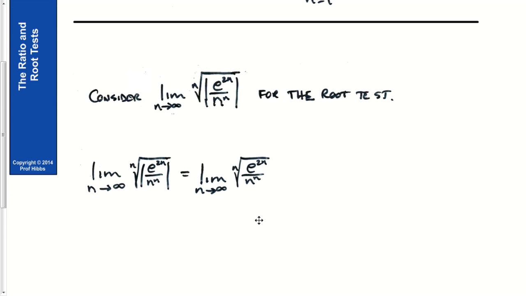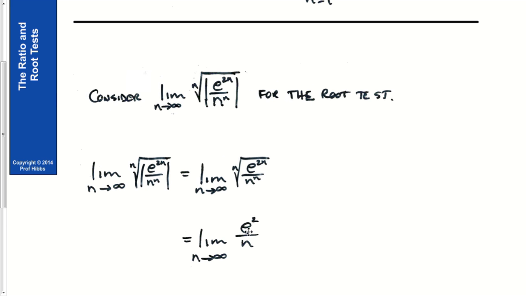Well, here again, because n's are positive, each of these terms is positive, and so the absolute value is of no consequence. Again, we're taking the absolute value of positive numbers, which is just those numbers. So that's the first thing we consider.